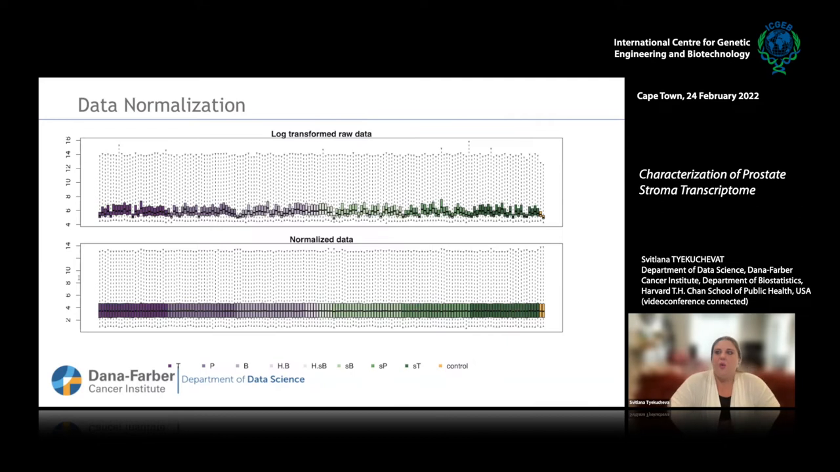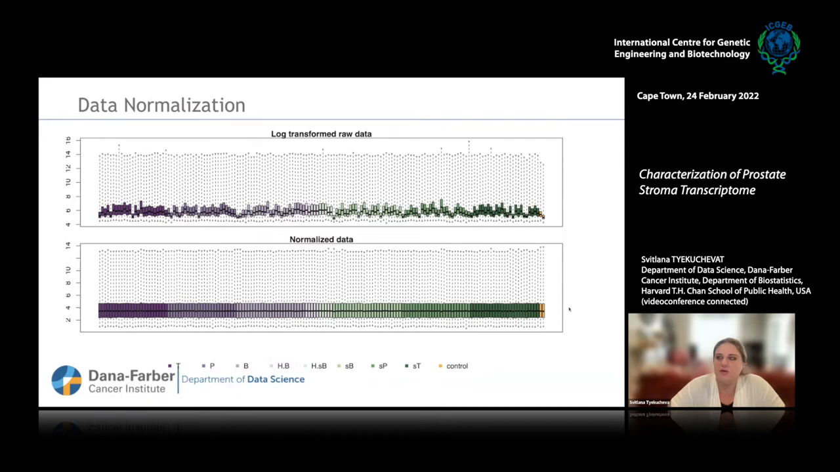So one of the important aspects is the data normalization. Here I'm just showing you the box plots of the log transformed raw data readout from the microarrays. Each box plot represents one sample and they're colored according to their origin. We also had two controls. You can see that before normalization, they're all over the place. Some are better quality than the others. Some are very small, so you have small dynamic range of your expression value intensities. Some are larger. Overall, they're not comparable to each other. But after applying normalization, they will become nice and smooth.